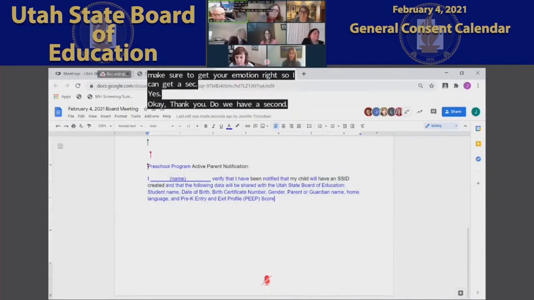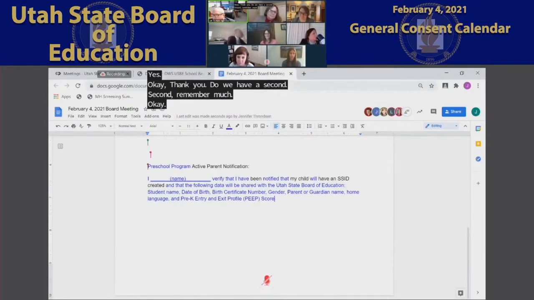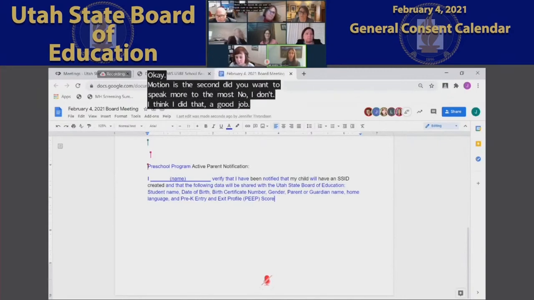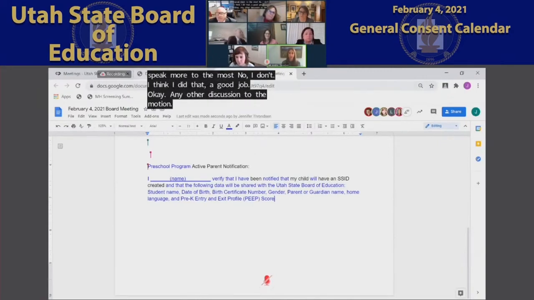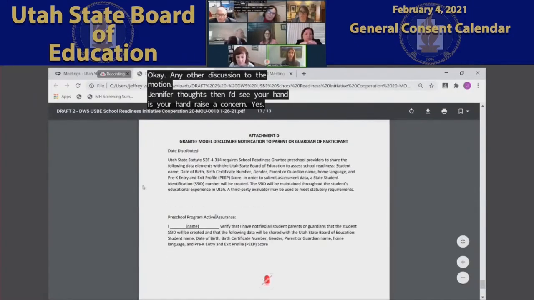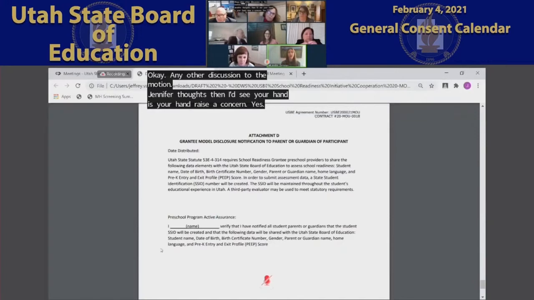Okay, any other discussion to the motion? Jennifer Swanson, I see your hand. Is your hand raised for a concern? Yes. I just wanted to clarify the intention of that bottom section. It really probably should have been on two separate documents. The top part was for the parent. The bottom part was for the local education agency or private provider to signify that they have notified parents, as their assurance to us that this top part has been addressed and now they're confirming that.